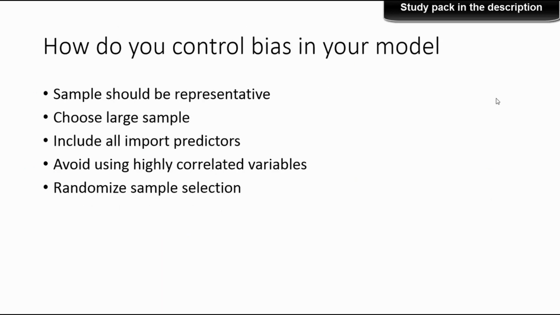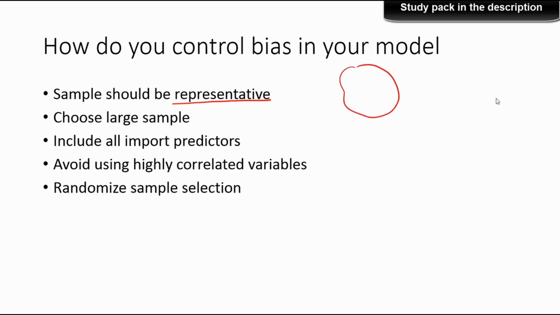How do you control bias in a model? Well, you can control bias in the model by doing the following things. Ensure that the sample you are using to build the model is representative. And what do we mean by representative? That means the distribution of different variables should be the same across the population and the sample.